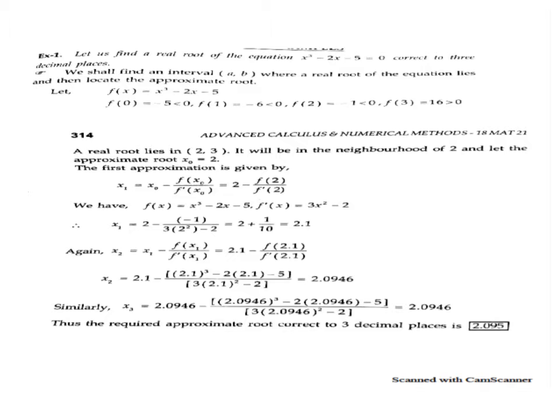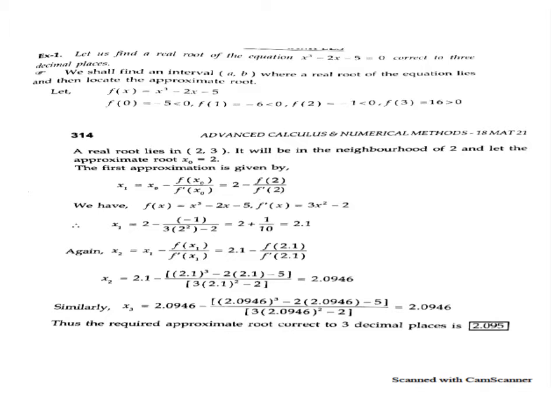Put the value of x equals 0 in the function. So x cube is 0, minus 2x is 0, so it will remain with minus 5. So f of 0 is minus 5. Then similarly put the value of x as 1. x cube is 1, minus 2x is minus 2, and minus 5. Therefore, we obtain f of 1 is minus 6.